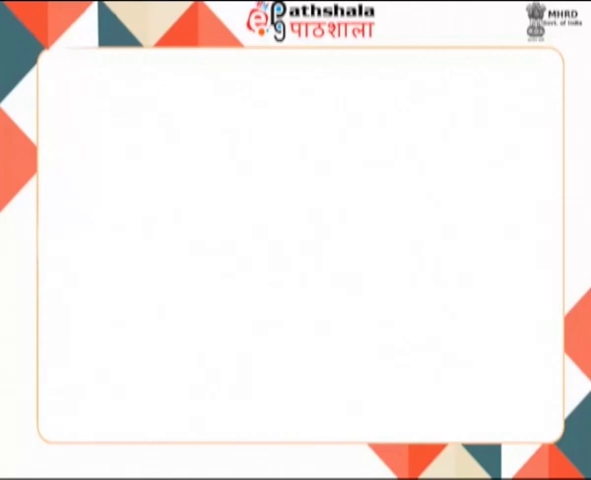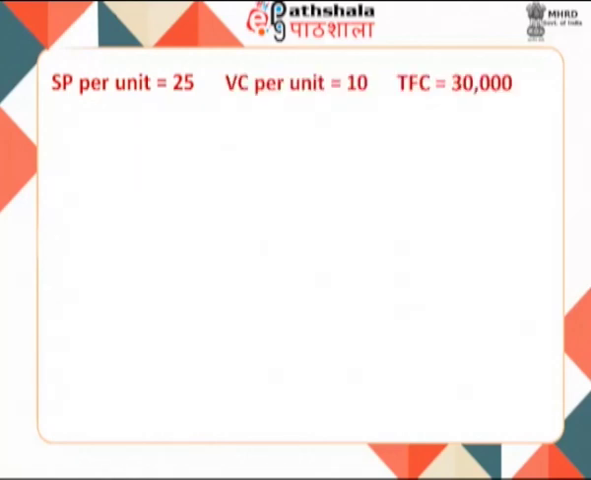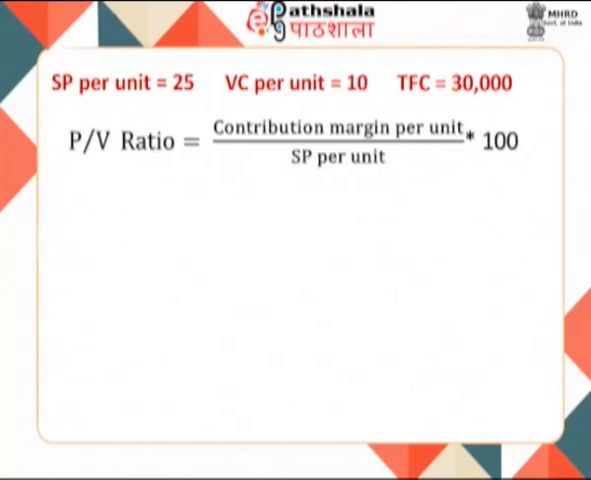For example, let us assume that a firm manufactures and sells a single product with the given information. Selling price per unit is equal to Rs 25, variable cost per unit is equal to Rs 10, total fixed cost is equal to Rs 30,000. Contribution sales ratio or PV ratio is equal to contribution margin per unit divided by selling price per unit, whole multiplied by 100, which is equal to 25 minus 10 divided by 25, whole multiplied by 100, which comes out to be 60%.